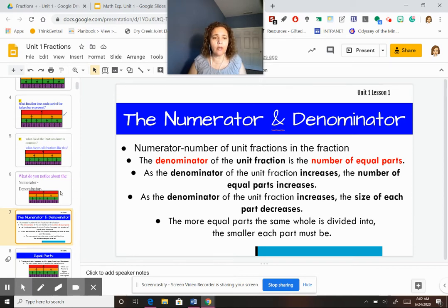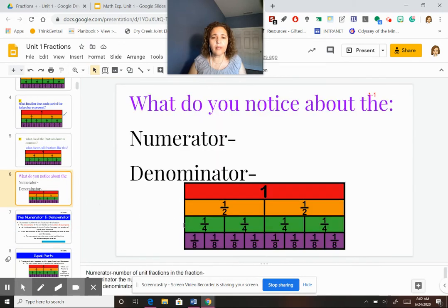So let's go back and look here. So here we have a denominator of 2. I have 2 equal parts. Here I have 4 in my denominator, so that means I have 4 equal parts. I'm getting more equal parts, but they're becoming smaller.